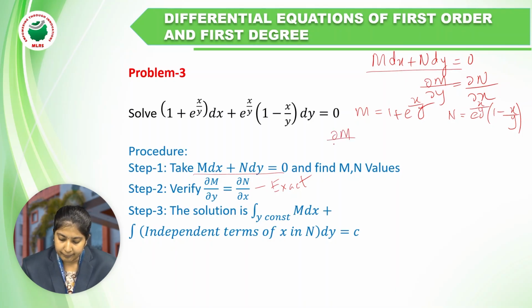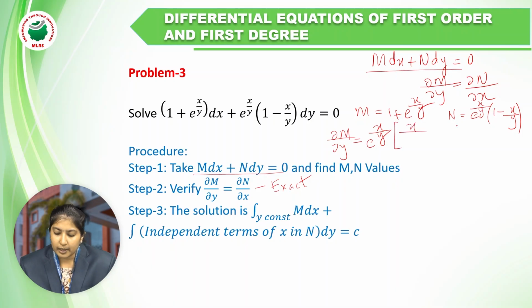Dou M by dou y, as I have said in previous class, if you remember, here you are taking partial differentiation, that is you have to partially differentiate M with respect to y. In 1 plus e power x by y, the differentiation of 1 is anyway 0, and for e power x by y, since we are differentiating with respect to y, what will become constant here? X will become constant. So 1 by y differentiation is what? It is minus 1 by y square.